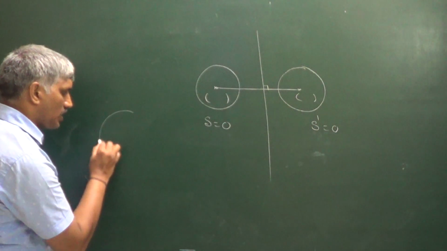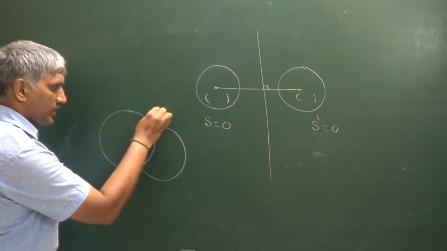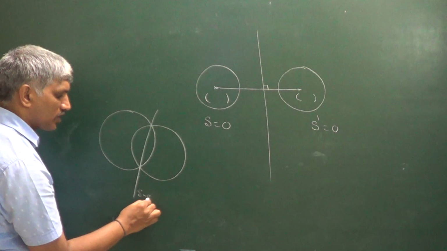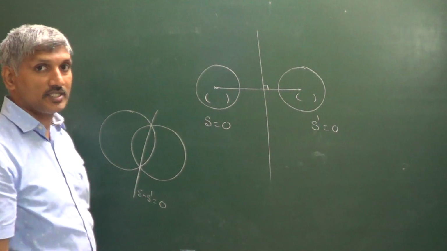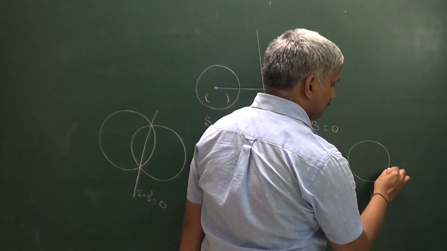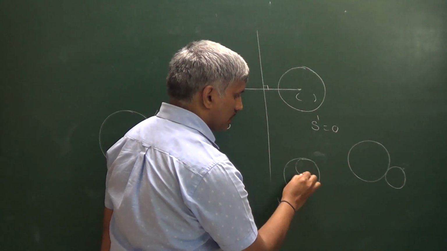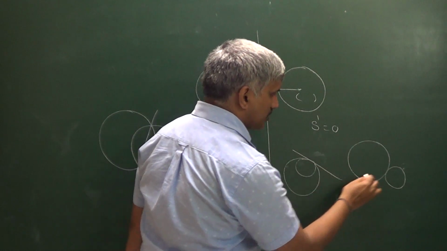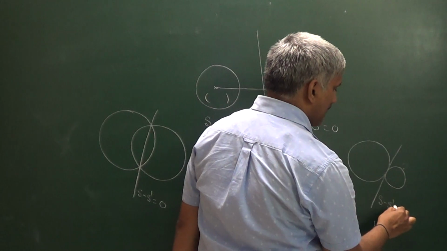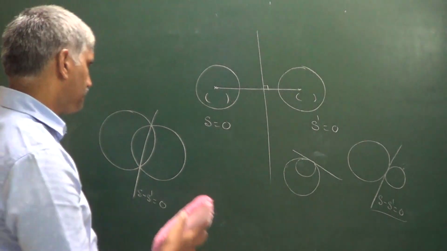If the two circles are intersecting, then this common chord is the radical axis. The equation of that common chord is S minus S dash is equal to 0. If the two circles touch each other, then the common tangent, this is the common tangent. That common tangent is nothing but the radical axis, which is nothing but S minus S dash is equal to 0.